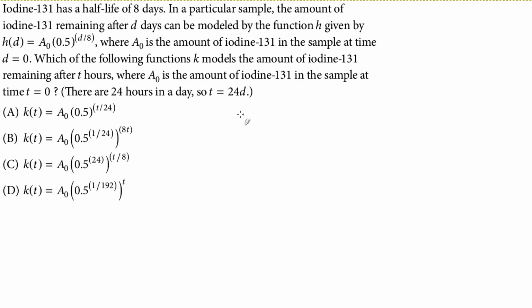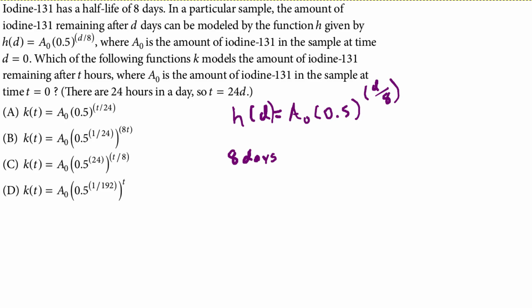So we start off with h in terms of d equals a naught times 0.5 to the d over 8, because there are 8 days in the half-life. Half of the substance is gone after 8 days. But we can use this same idea to extend this. So in 8 days, so we have 8 days, but now I want to go into hours.